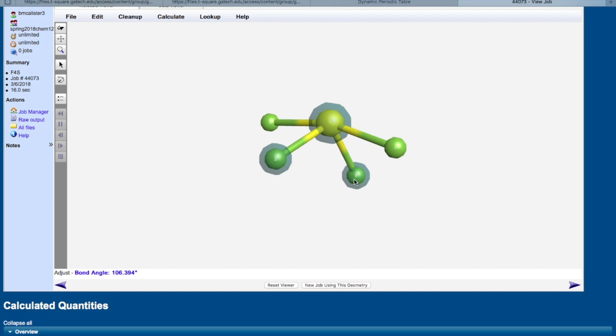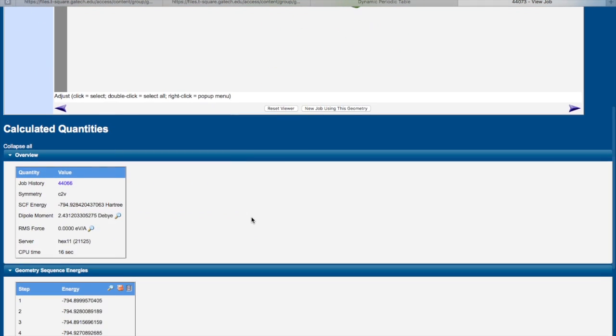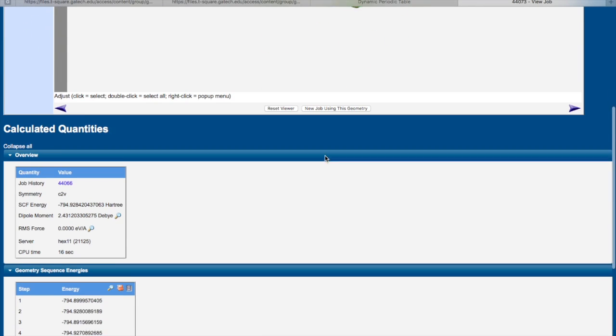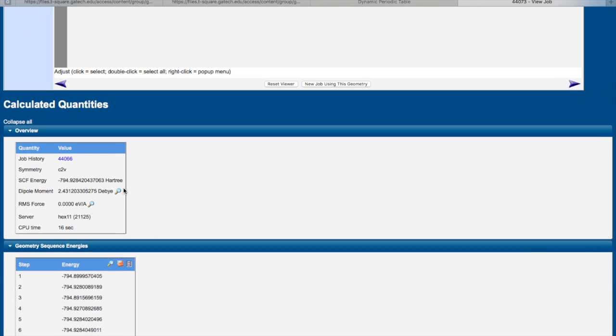So this first one is 106.394 compared to the 120. This next one is 164 degrees compared to the 180. And this last one is 85 degrees compared to the 90 degrees on the VSEPR model. And this is all decreased due to the lone pairs that are pushing down on the bonds.